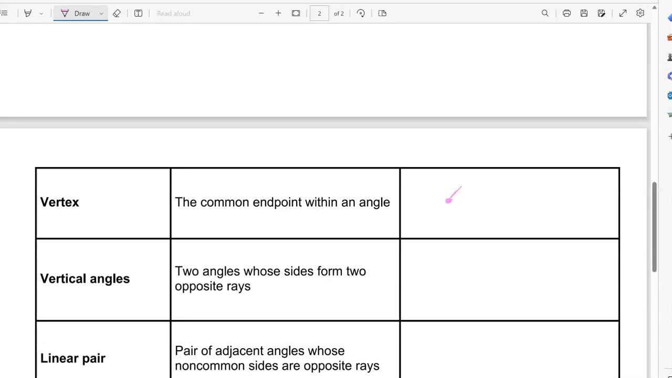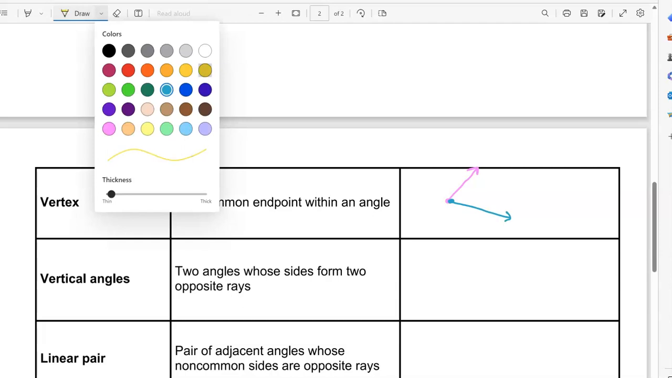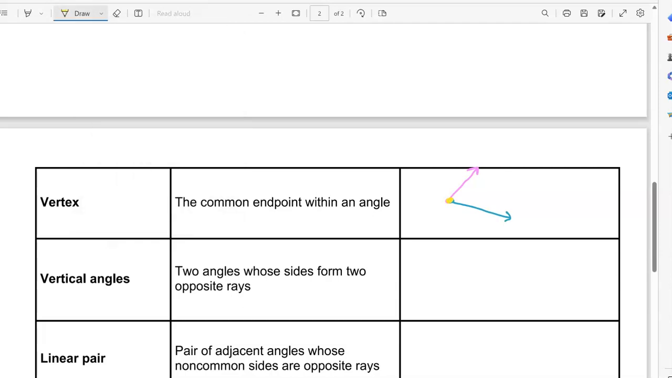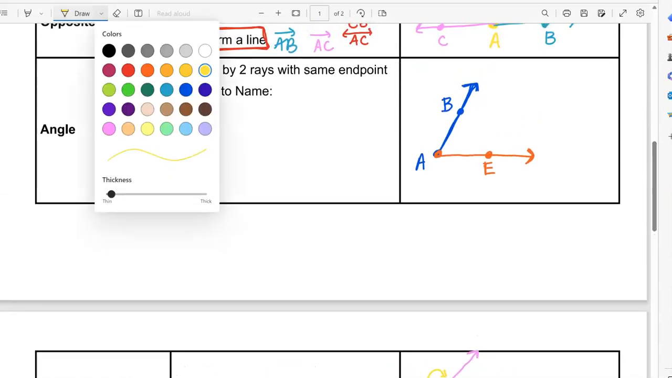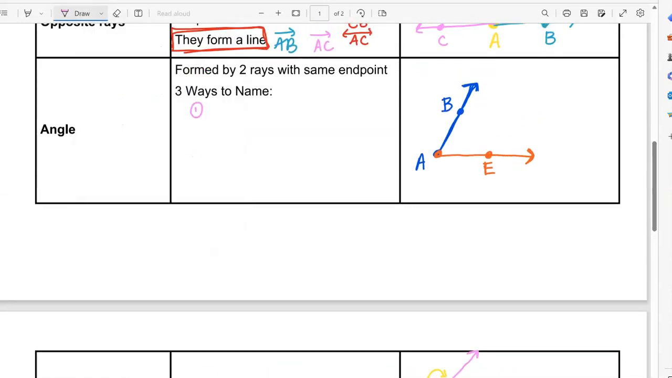So if you draw those two rays together, where they meet each other, again, we're on the back real quick doing vertex first. This right here, that common endpoint is your vertex. All right, it's your common endpoint. That's your vertex. So way number one to name an angle is with the vertex. So you could say angle, that's our symbol for angle, angle A, because that is our vertex right here.